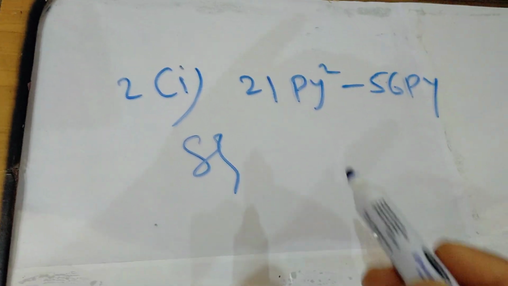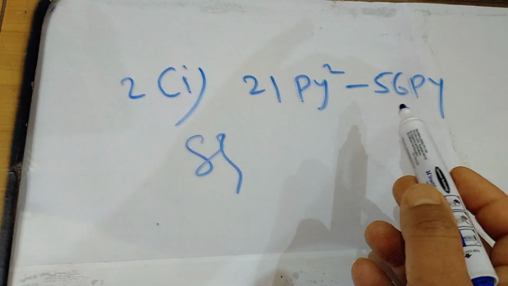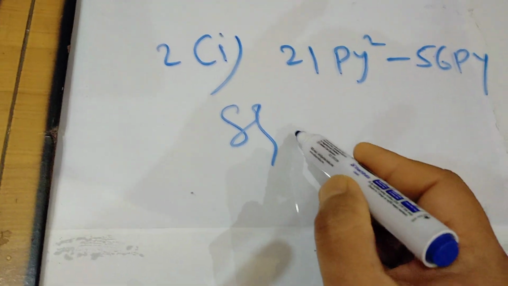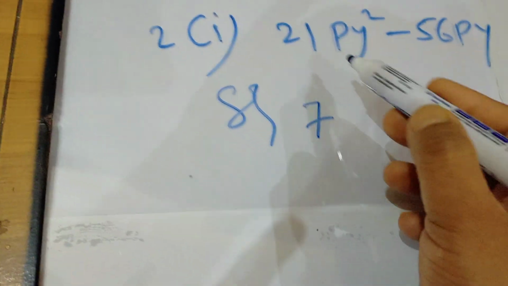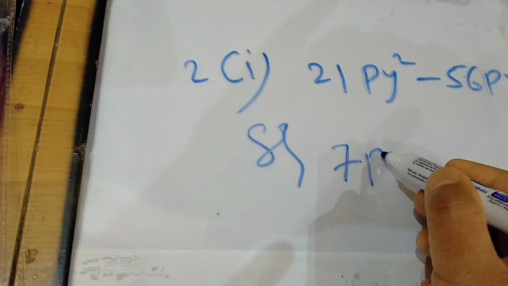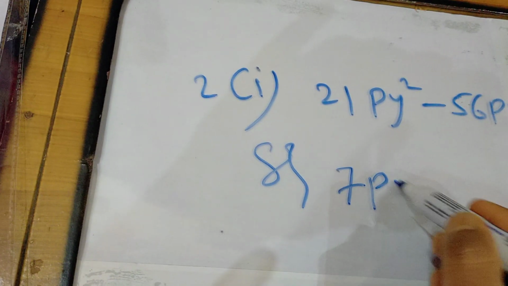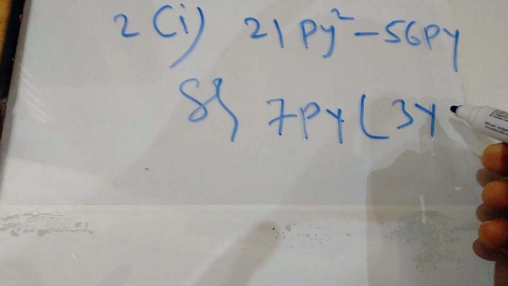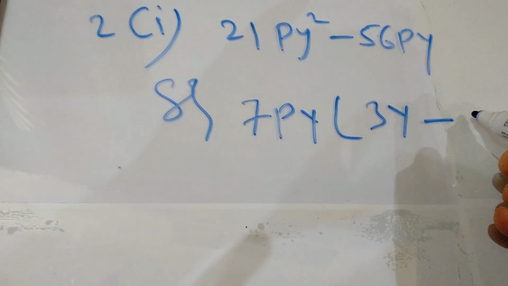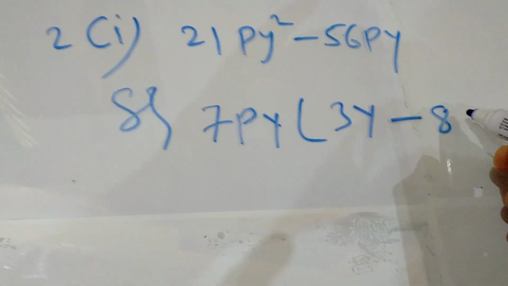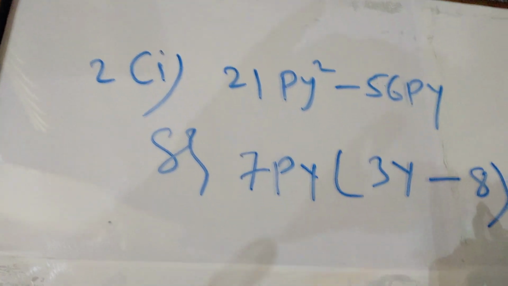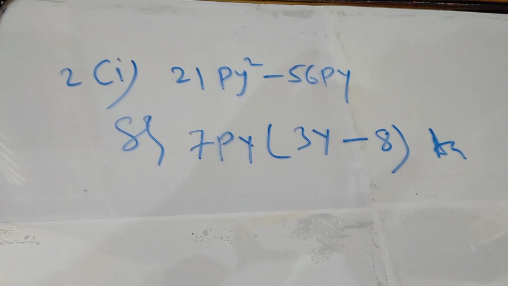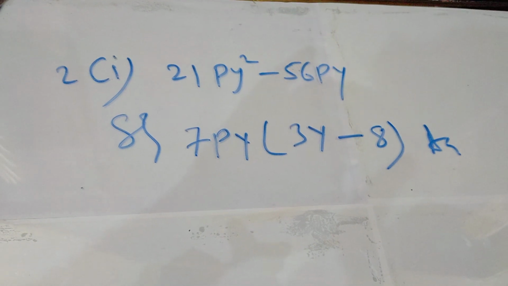Now students, see the second question here. 21py square minus 56py. What is common? I know in the table of 7 both the numbers are coming. So 7 you should take common. Then p is here also, so p will come common. y square and y, so y will be common. So here 7 3s are 21, and y will also come because one y we have taken outside. 7 8s are 56. So py we have taken common, only 3y minus 8. It is the answer of question number 2, first part. You must try the second part like this only.